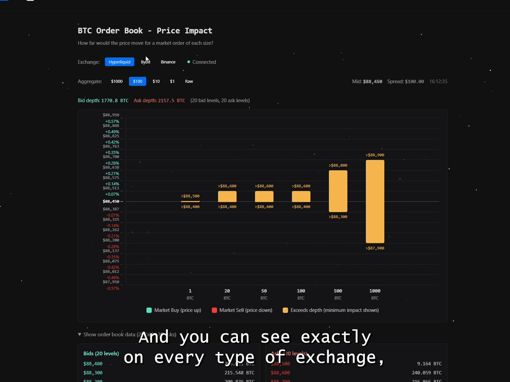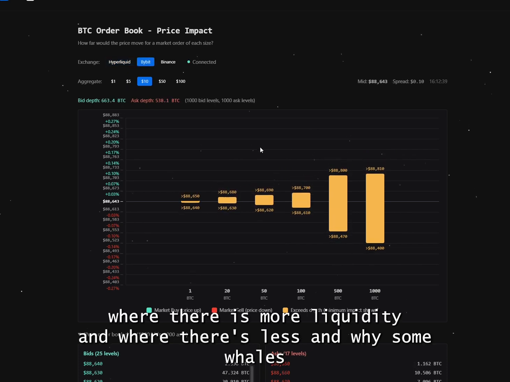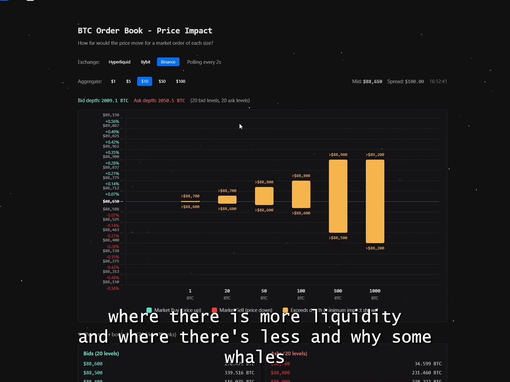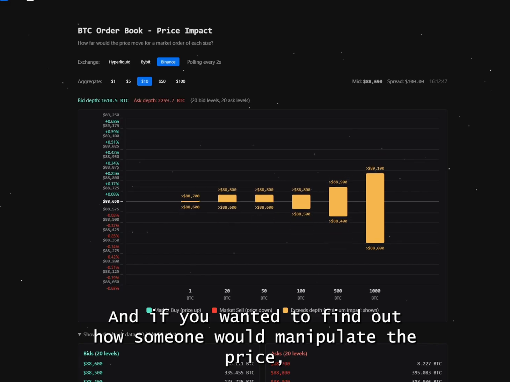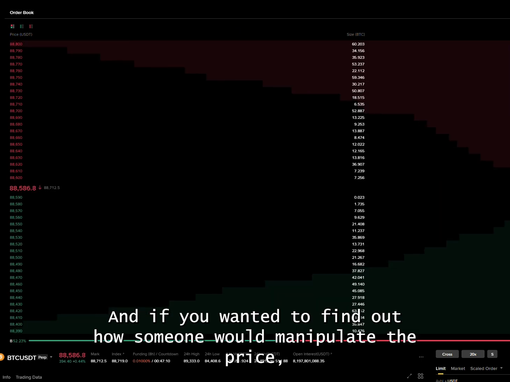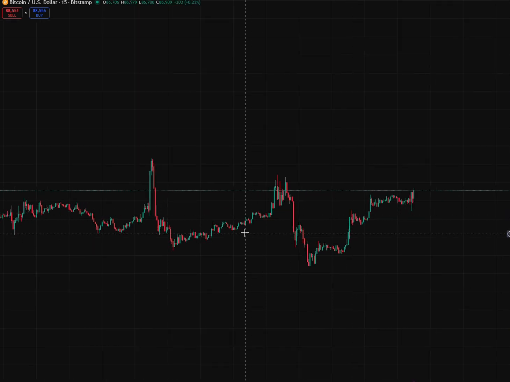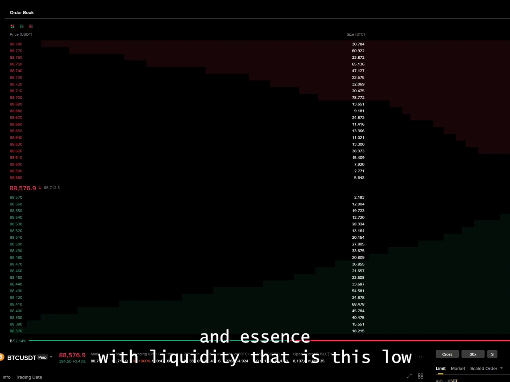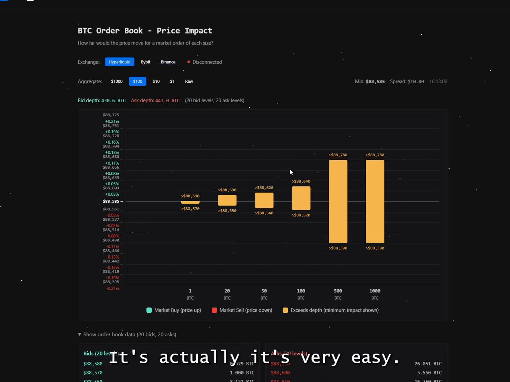Now you have this new visualization on analysis order book, which I made, and you can see exactly on every type of exchange where there is more liquidity and where there's less, and why some whales might want to trade and where you have the manipulation going. And if you wanted to find out how someone would manipulate the price, that's something that I'll cover in another topic. In essence, with liquidity that is this low or lower, it's very easy.